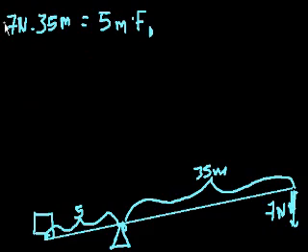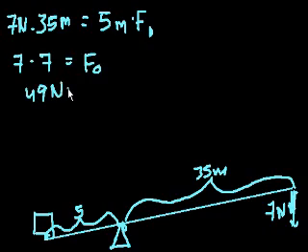So we can figure out the force out by just dividing both sides by 5. So 35 divided by 5 is 7, so you get 7 times 7 equals a force out of 49 newtons. And you can see that because the length of this side of the lever is 7 times the length of this side of the lever. So when you input a force of 7, you output a force of 7 times that.